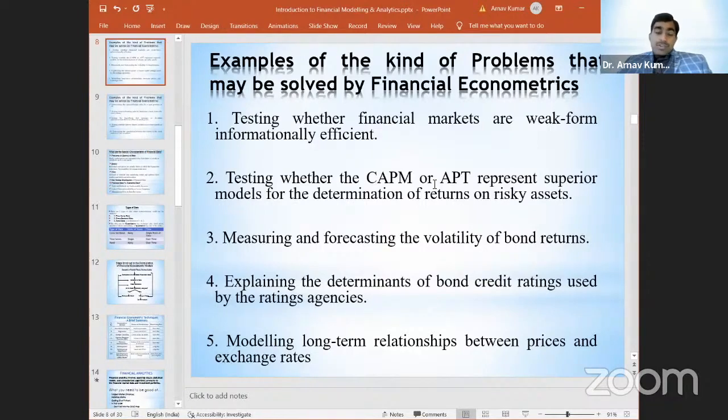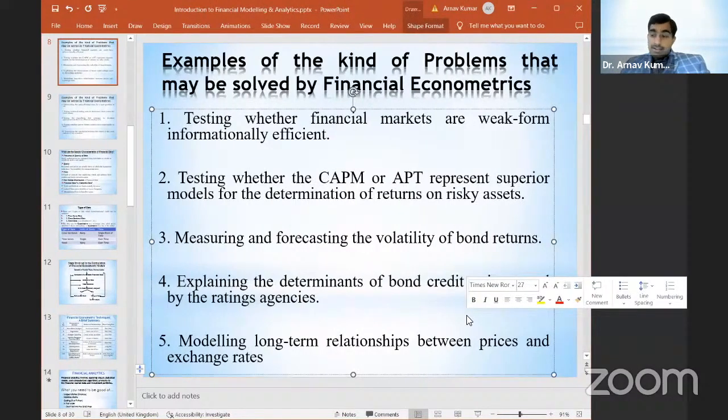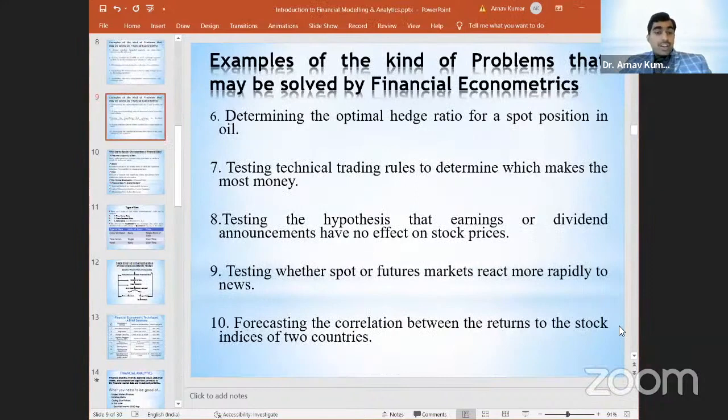Then long-run relationship modeling between prices, exchange rates, between different financial markets, hedge ratios, trading rules, then testing spot or futures market relationships, testing the hypothesis. So we all know that announcement of earnings and dividend decisions have an impact on the financial markets. So all these things we need to factor in.